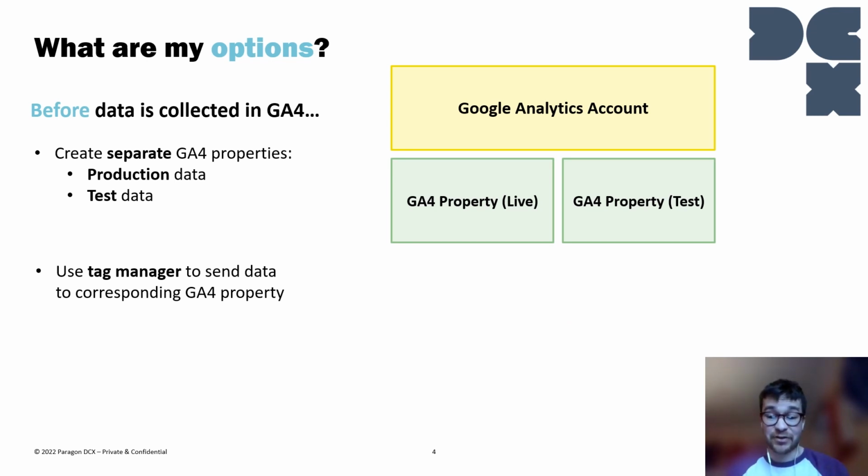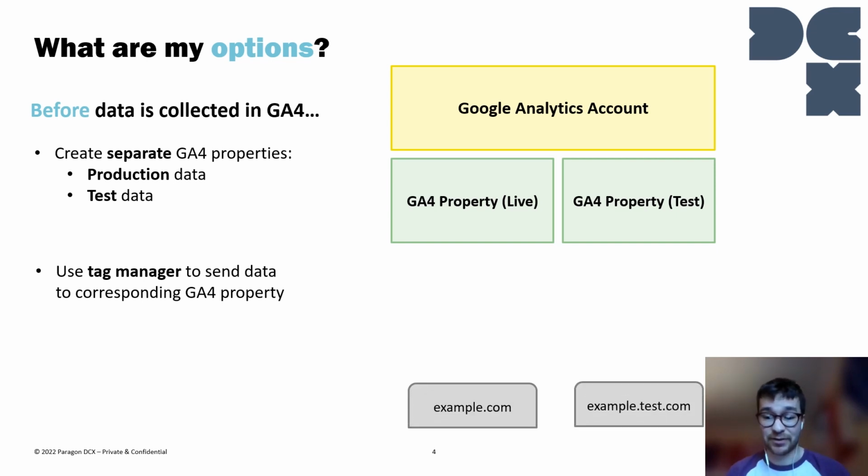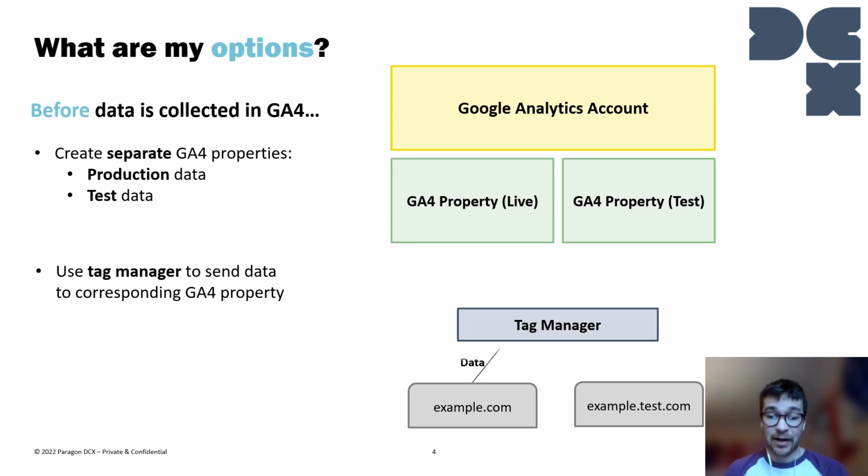Then, using a tag manager, you could send data to the corresponding GA4 property from the relevant environment that you're collecting data from. And that might look something like this. So an example of two environments of the same site, for example, example.com in this case. Installed on both of these environments is a tag manager container. And what you can do is when data is sent into that tag manager container from the production site, you can configure that tag manager account to send that data to the live GA4 property. And when it receives data from the test environment, you can send that data to the test GA4 property. And in this way, you can keep your production and your test data separate.